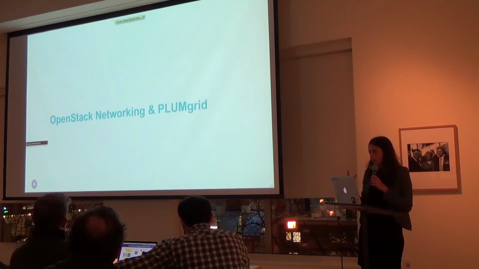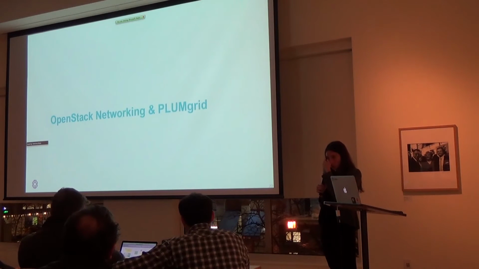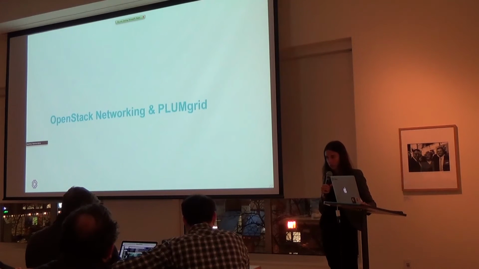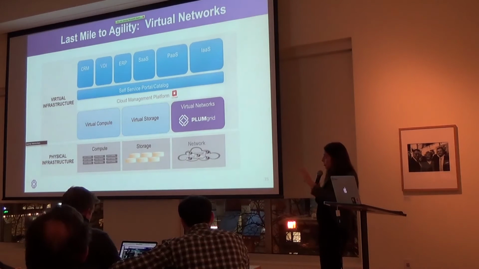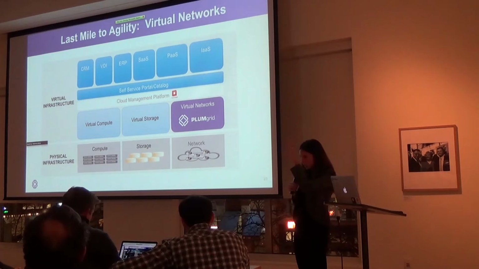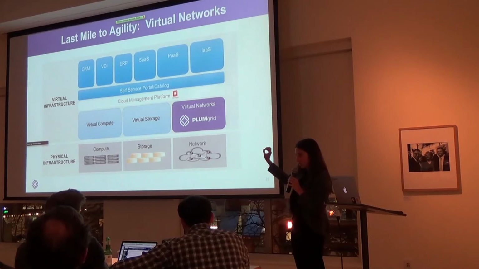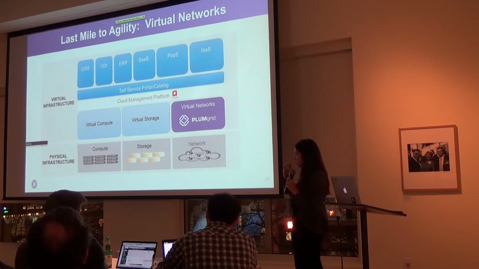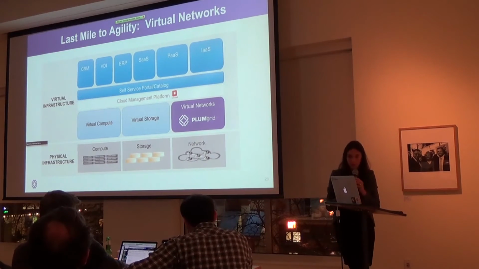So I just want to spend 10 minutes on what PLUMgrid does and show you how we fit into OpenStack and how we change some of those architectural constraints there. So I already told you these, but just to graphically show you where we fit in the cloud stack, we are a pure virtual network infrastructure player, so we are purely software. We don't manipulate anything at the physical network layer. So we're just a software product that gives you on-demand virtual network infrastructure for OpenStack.